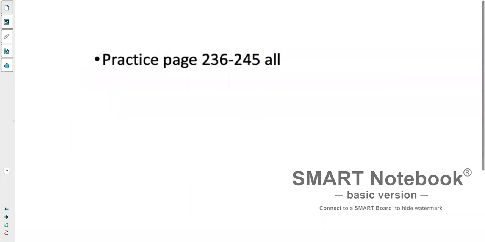Okay, so practice for this section starts on page 200.